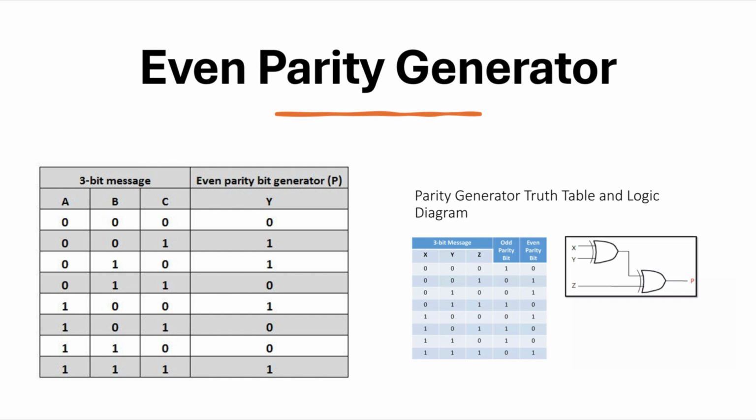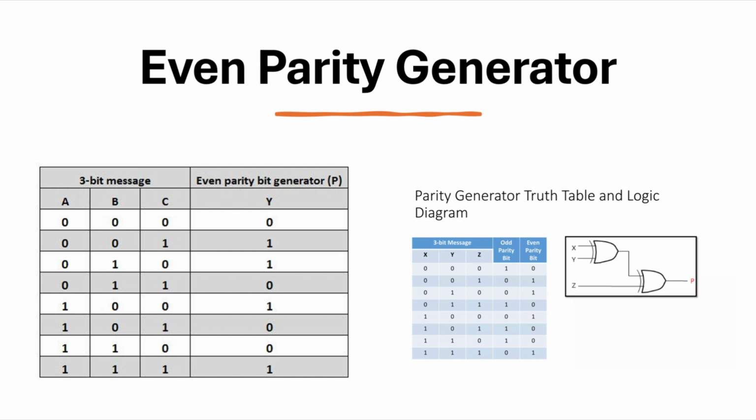Now look at the bottom table on the slide. This table compares odd parity bits and even parity bits for the same 3-bit messages. Notice something very interesting. For the same input data, the odd parity bit and the even parity bit are always opposites. If the odd parity bit is 1, the even parity bit is 0. If the odd parity bit is 0, the even parity bit is 1.